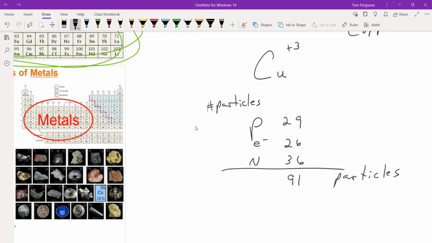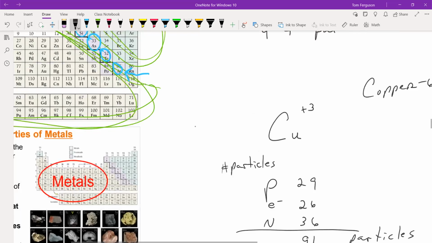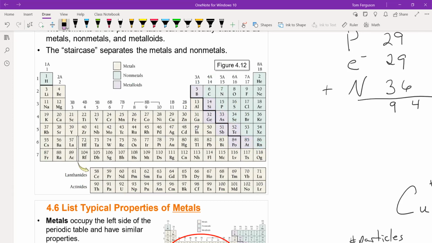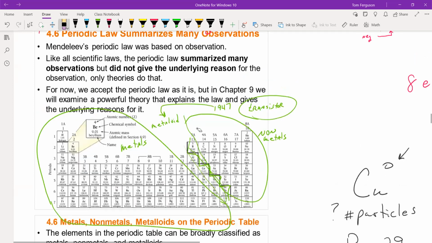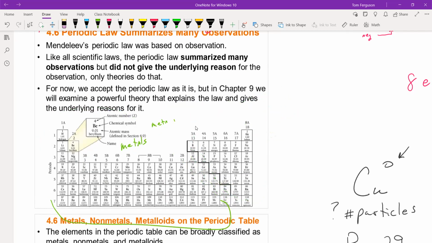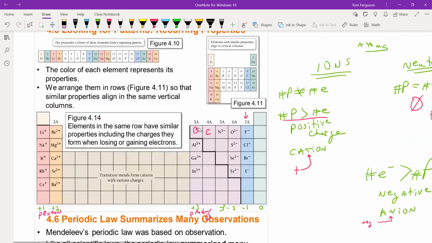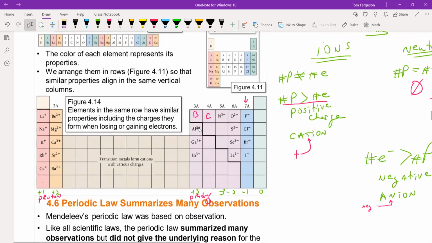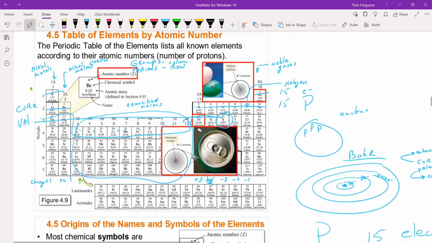Okay, so make sure you're comfortable doing these type problems for next week. Now, we've already talked about the four groups you need to know. You need to know the alkali metals, the alkaline earth metals, the halogens, and the noble gases. So columns 1 and 2, columns 7 and 8. Make sure you know those, because I'm going to give you a periodic table on the test, and you're going to have to identify on that test those four groups.